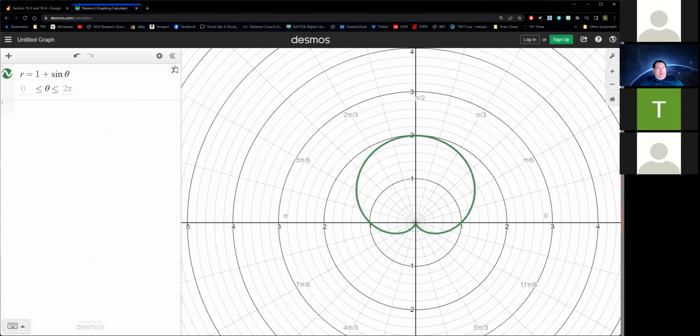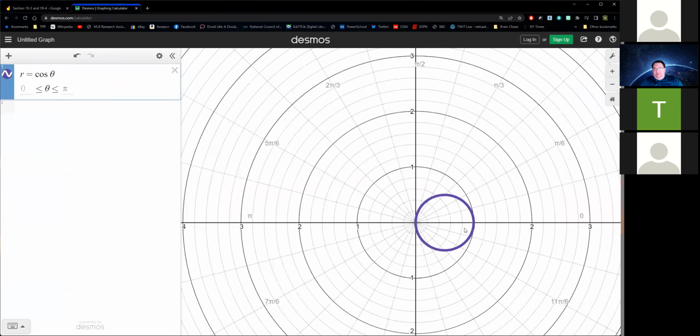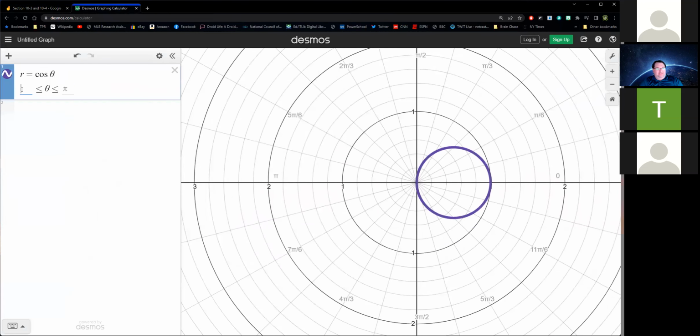All right, let's look at the other one. So we've got this. That's from 0 to, and I can look at where I'm going from. So I'm going to do this from 0 to 2 pi. It gives me, wait, that's why.